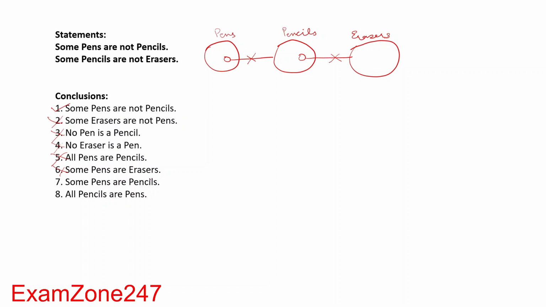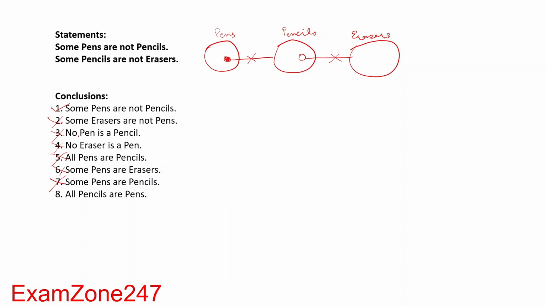Some pens are pencils. They are telling some pens are pencils. Now see, according to the statements, you know that this particular part of pens is definitely not pencils. But can you say for sure that this particular part might be pencils? Maybe. When you know that there is an uncertain possibility, it may be and it might not be, then you have to mark it as no.